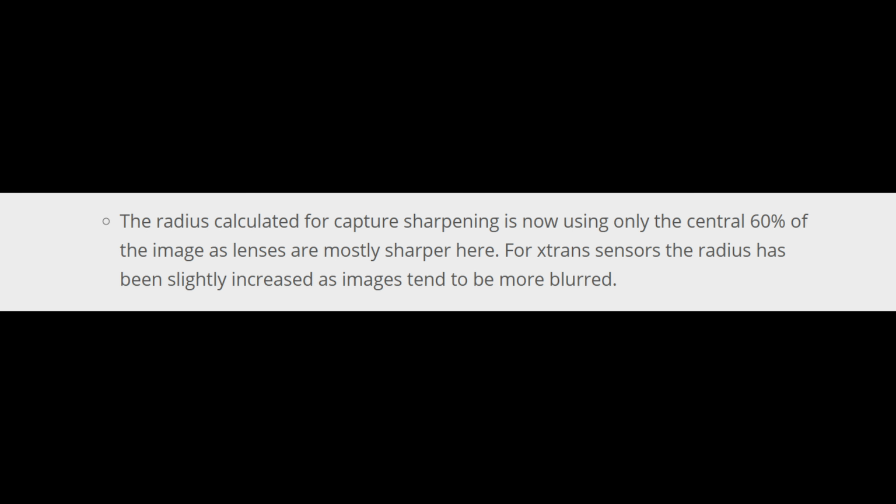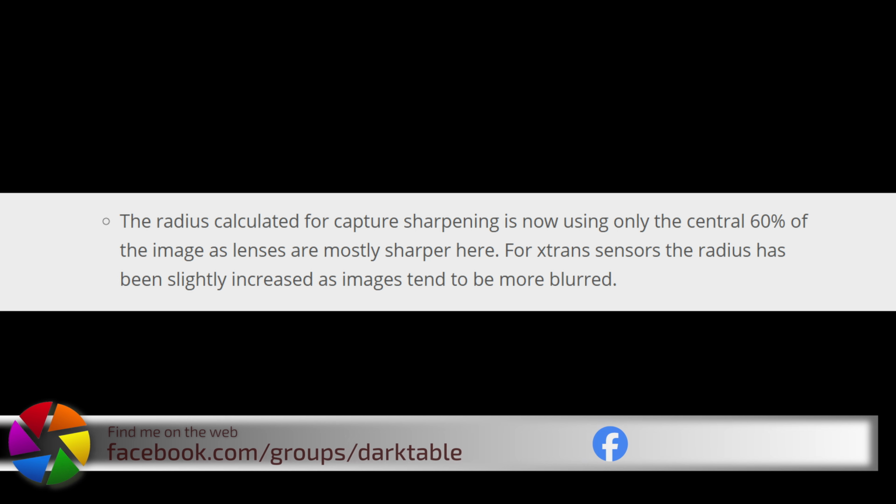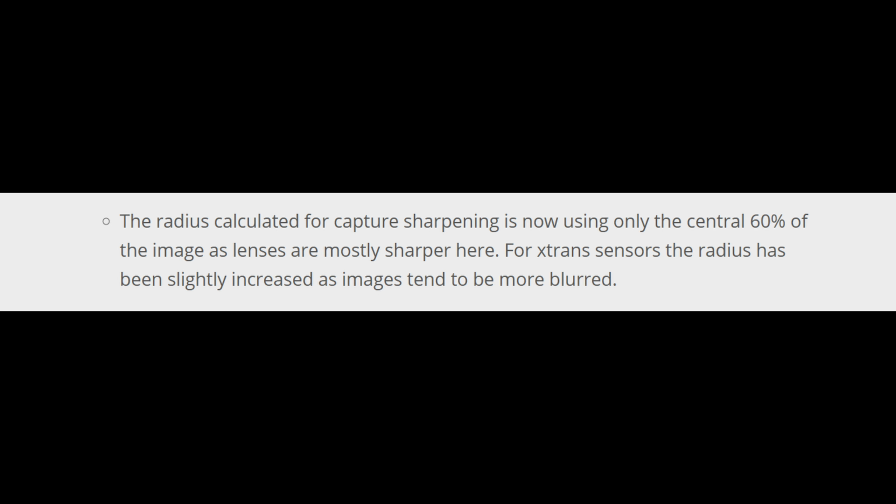The radius calculated for capture sharpening is now using only the central 60% of the image, as lenses are mostly sharper here. For X-trans sensors, that's Fuji cameras, the radius has been slightly increased as images tend to be more blurred. So when it says increased, it actually means a smaller section of the center of the image, not a larger section of the center of the image.